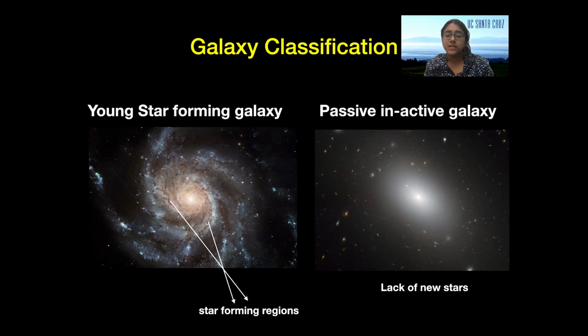And the figure on the right is a passive galaxy. The light coming from this galaxy is much dimmer because there are no young stars forming in this galaxy. So the summary here is that the definition of whether a galaxy is active or passive or dead depends on how much star formation activity is going on right now.